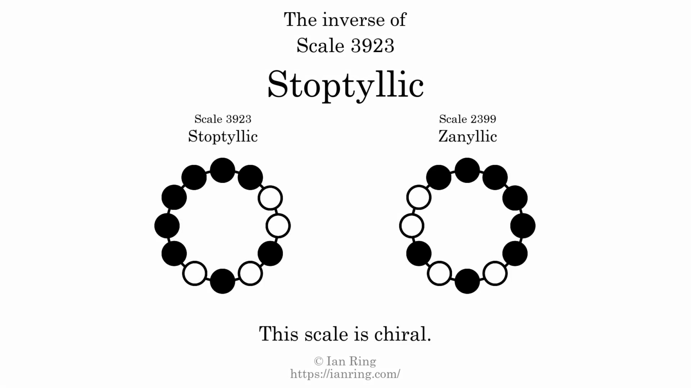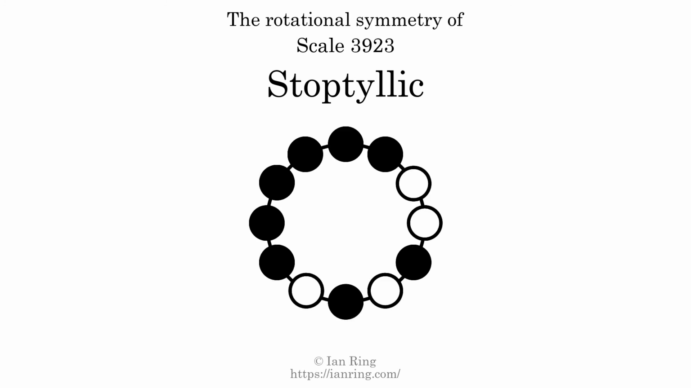The inverse of a scale is a mirror image. It is what you get when the sequence of intervals is reversed. The inverse of this scale is scale 2399, also known as Stoptyllic. This scale is chiral. It cannot transform into its inverse by rotational transformation. This scale has no rotational symmetry.